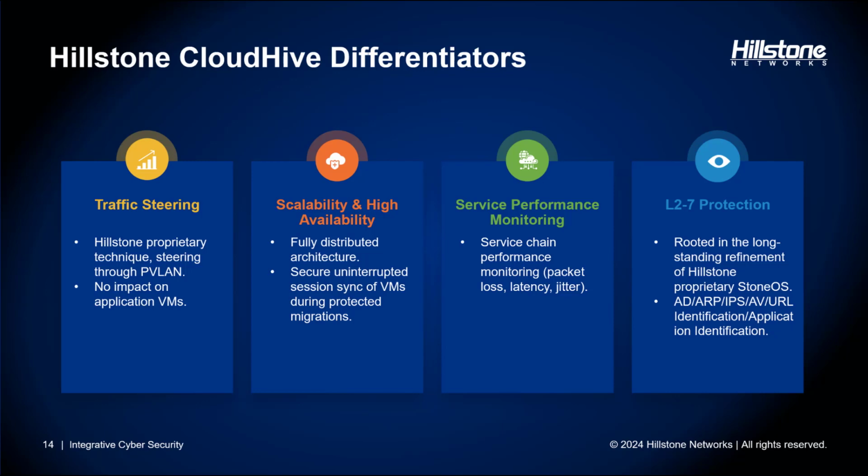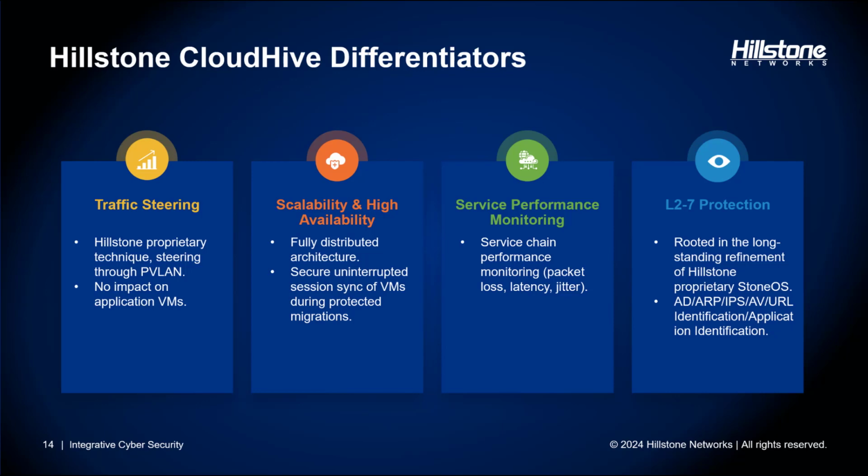At the heart of CloudHive security capabilities lie its robust Layer 2 to Layer 7 protection, rooted in Hillstone's long-standing refinement of proprietary StoneOS technology. From Address Resolution Protocol, ARP, protection to intrusion prevention system, IPS, antivirus, URL filtering, and application identification, CloudHive offers a comprehensive suite of security features to defend against a wide range of threats.